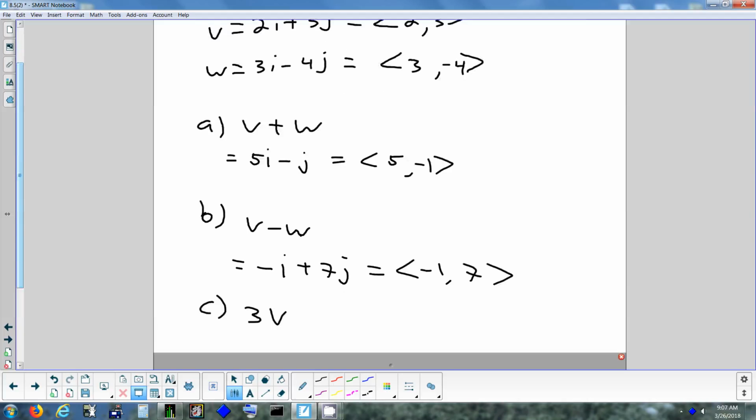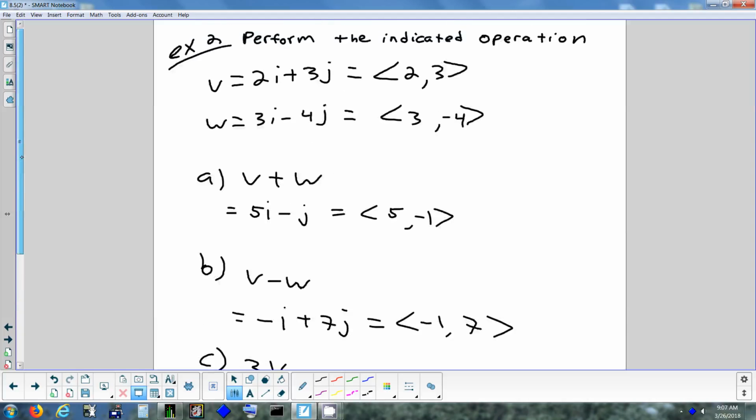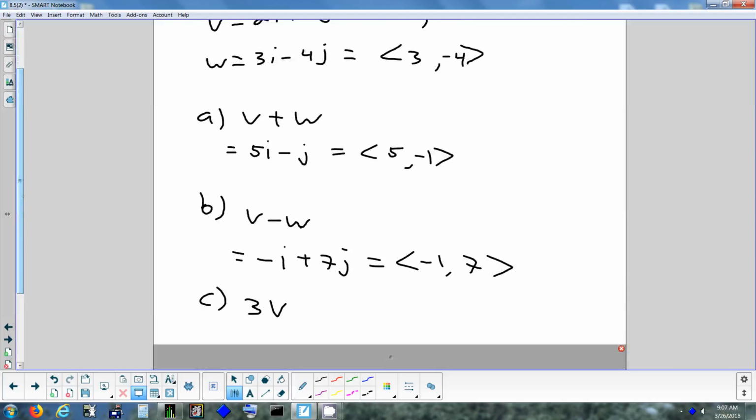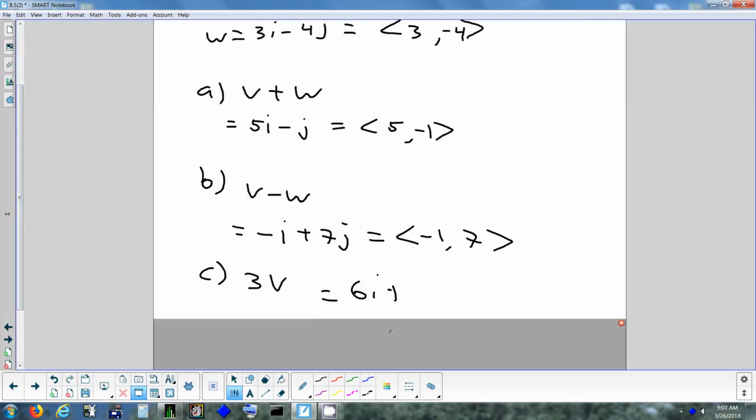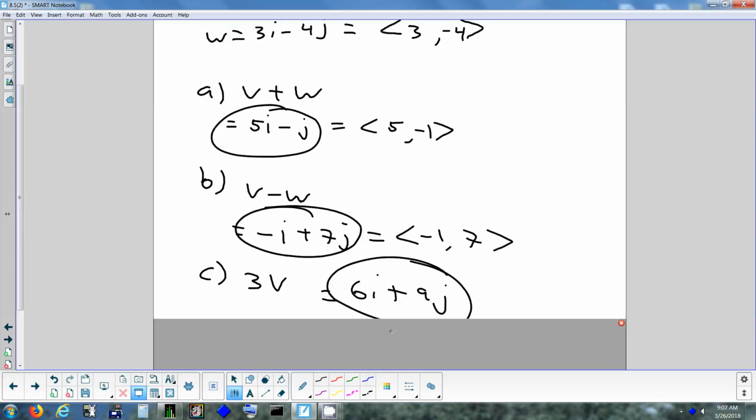Okay. Both of those are what we call binary operations, because you need two things to make it work. Scaling, you don't. I'm ignoring vector W in this problem. I don't need it. To scale, you only need one vector. So we're just going to take V and scale it. Okay, so if I triple vector V, what would I get in unit vector? Yep. 6i plus 9j. Okay. Any questions on how you would write that in the other notation?